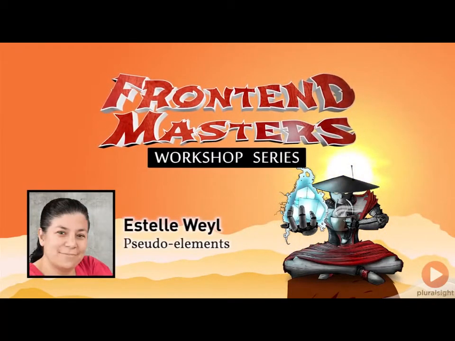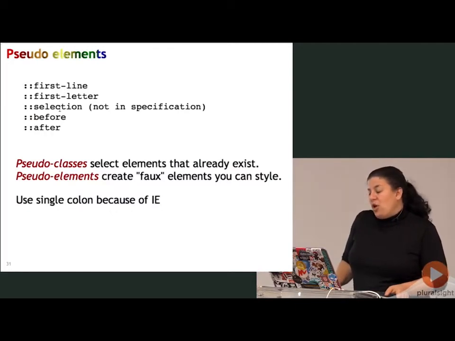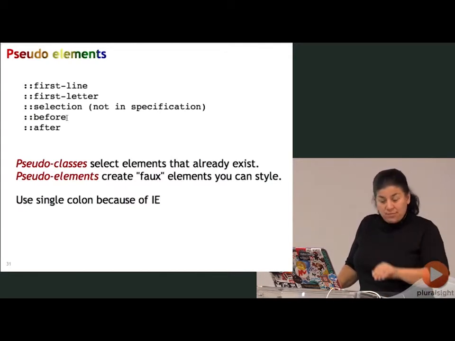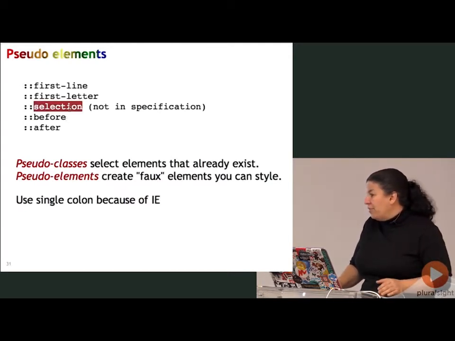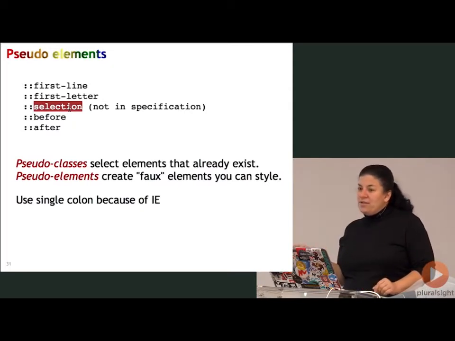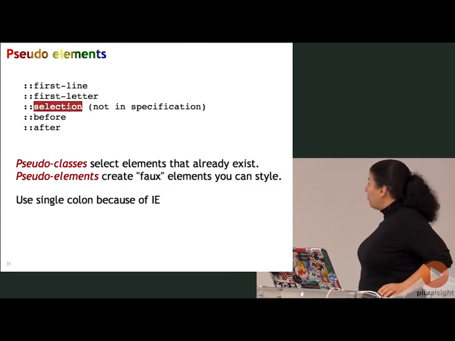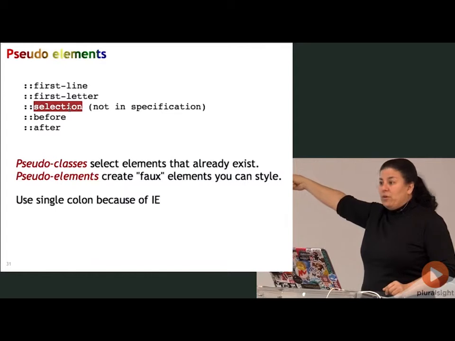Okay, then we have pseudo elements. We have first line, first letter, selection, which is actually not in the specifications, before and after. The first line and first letter have been around since forever. Before and after are supported in IE8 and since. And selection is actually interesting because it's supported everywhere, except it never made it into the specifications because it was still not defined and they didn't want to hold up the specification, so they pulled it so that they could approve all the rest of the stuff. They didn't want it to hold up anything more.